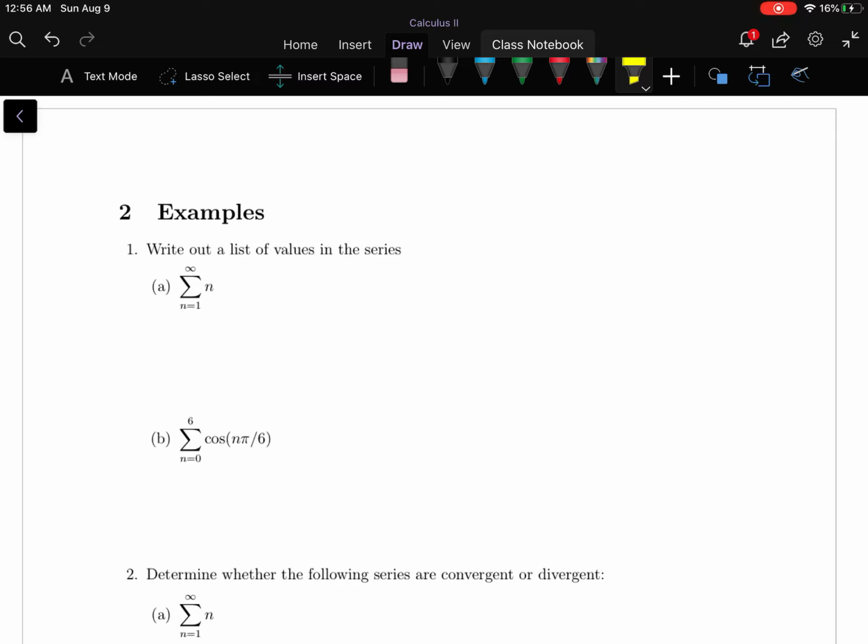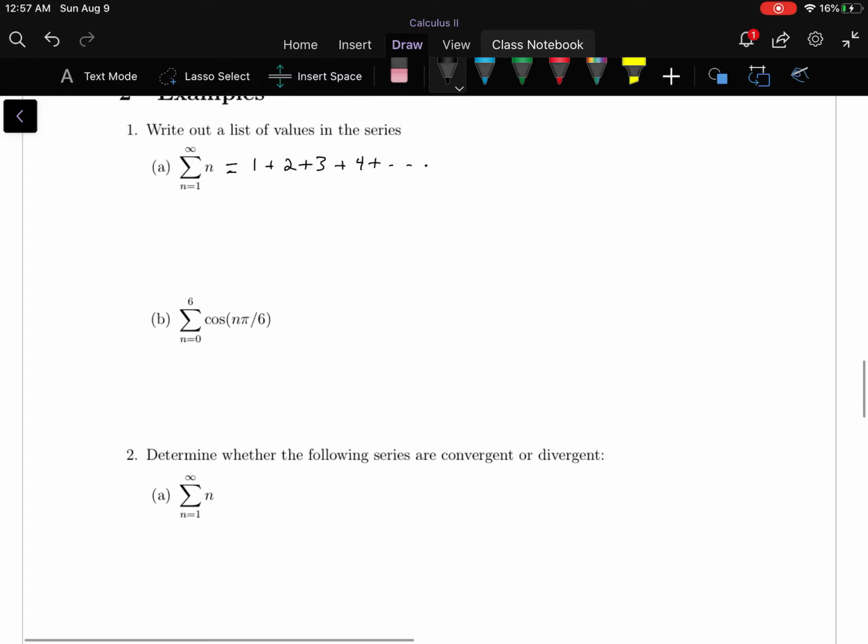So let's get to some of these examples. The first one is to write out a list of values in the series that are given here. For the first one, we're summing n from 1 to infinity. When n is 1, we've got 1. When it's 2, we add 2. When it's 3, we add 3, and so forth. So the series is 1 plus 2 plus 3 plus 4 onwards. This is an infinite series that's just getting bigger and bigger and bigger. It's clearly not going to converge, but we're going to show that in number 2.